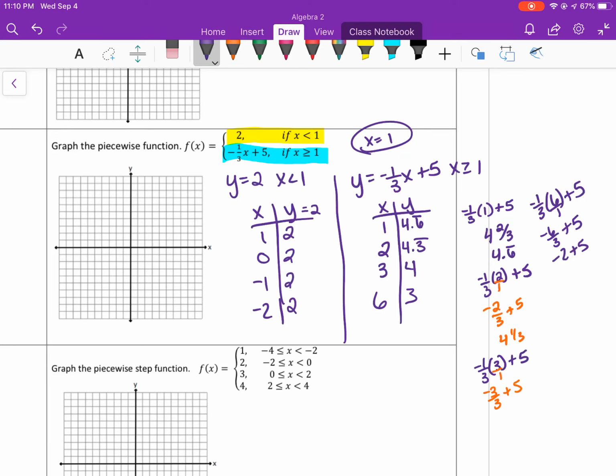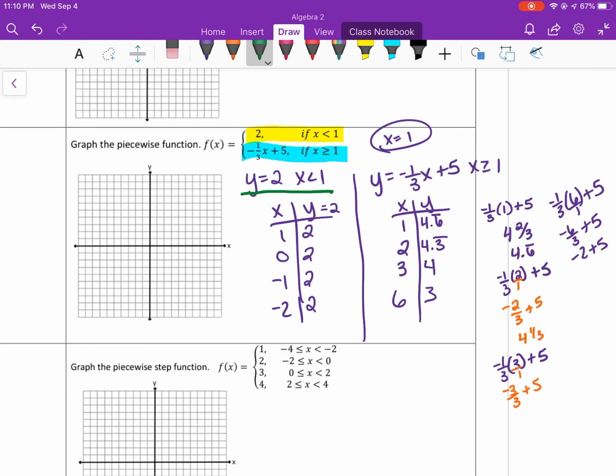Okay, so going back to graphing, we'll graph this left one here in green first. And since x is less than 1 here, my very first circle will be open at 1, 2, because it's not equal to 1 there. So I go to the right one and then up 2. And then it's less than 1, so 0, 2, negative 1, 2. So I'm going less than 1. It's just going to be a horizontal line that way. So from there all the way over.